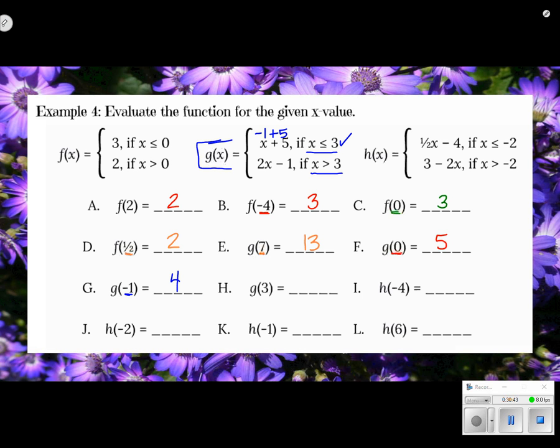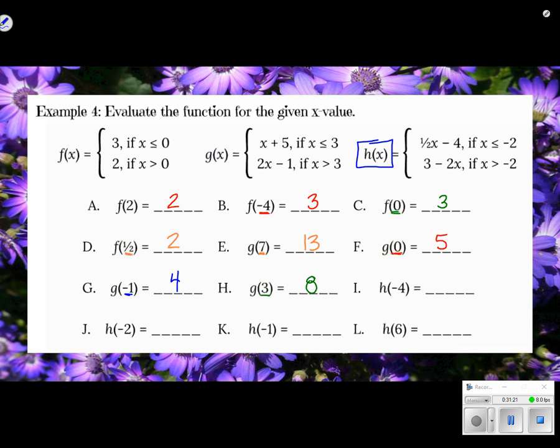All right, I'm going to let you choose H. You figure out what the answer to H is. All right, is 3 less than or equal to 3 or greater than 3? 3 is less than or equal to because of the equal to. It works here. So we're going to do 3 plus 5. 3 plus 5 is 8. All right, we're done with the g of x's. Let's look at the h of x's.